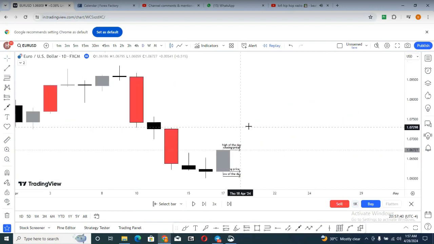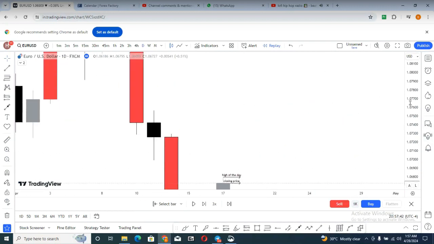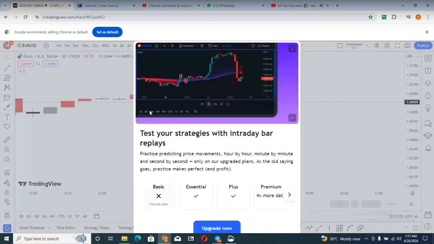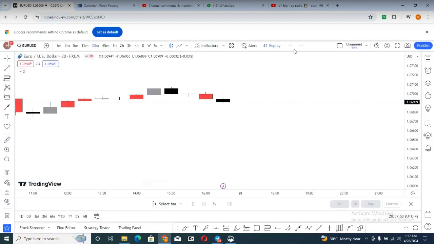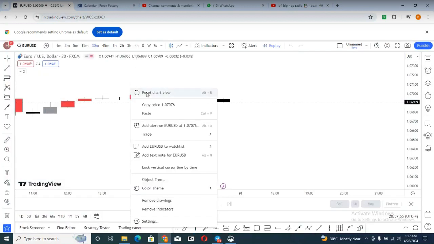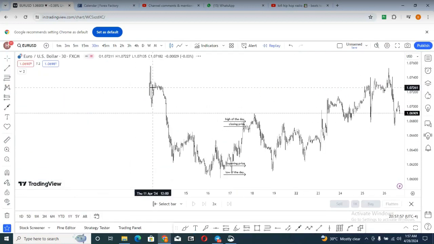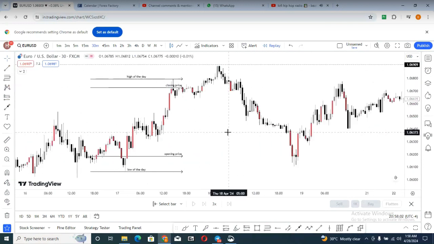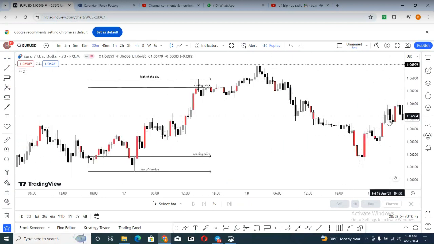So we have different... this is a bullish scenario now. I think I started with the bearish scenario. Let's go to the 30 minutes because of time. 30 minutes. Now are you seeing this? Are you seeing this?